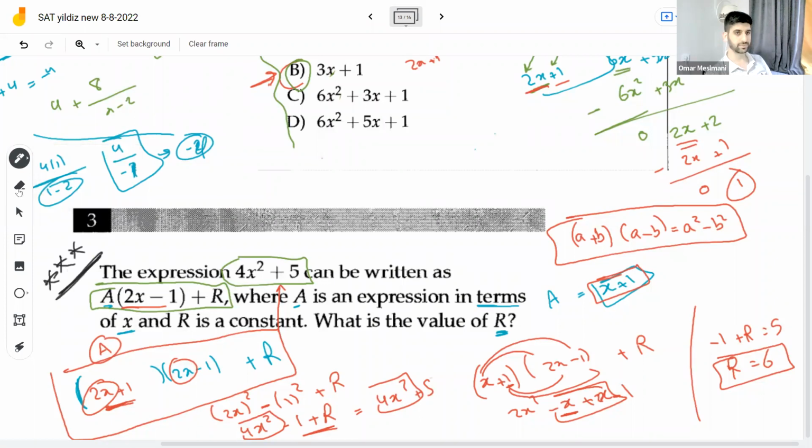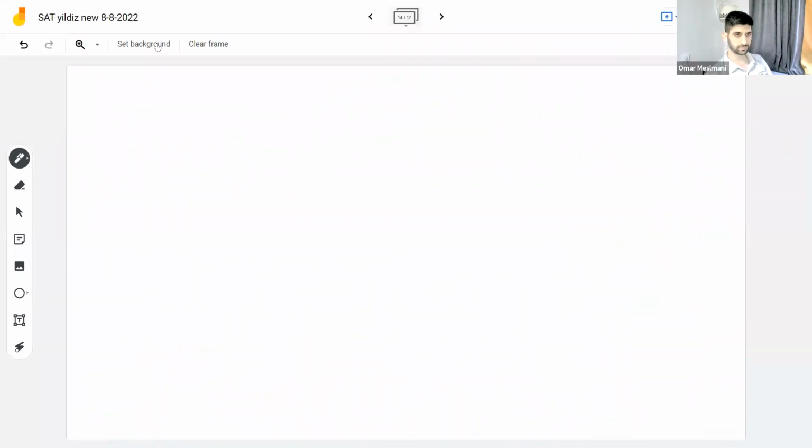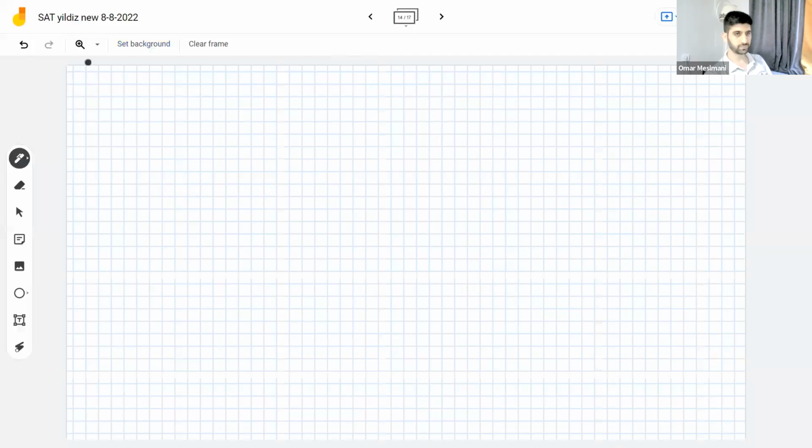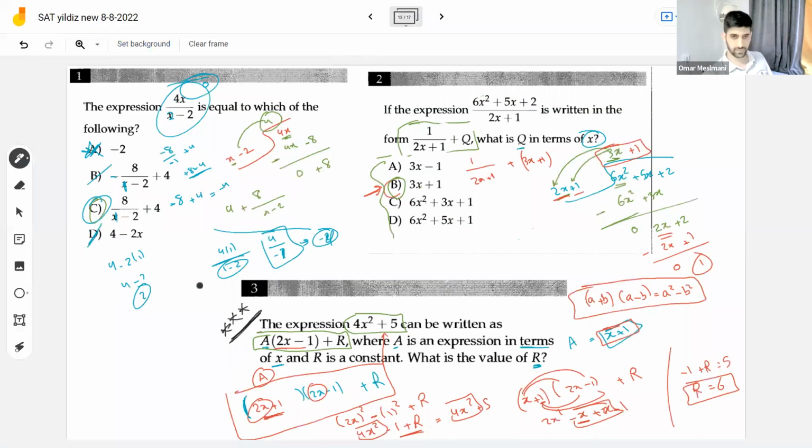Can you please say what you did after a squared minus b squared? I'm sure I can re-explain the whole question. Let's re-explain the whole question again. Okay. Let me delete in here so I can take a screenshot.